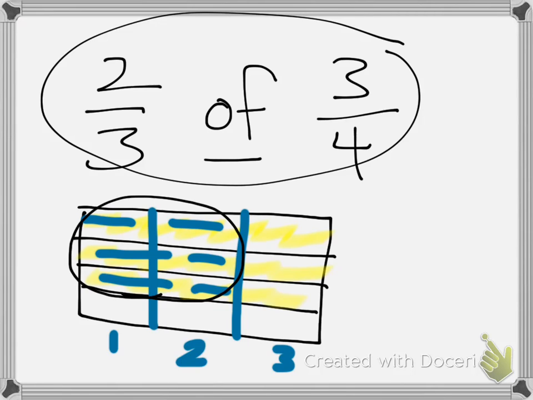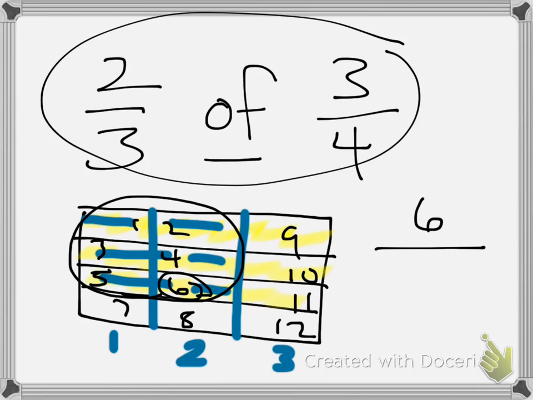I'm just going to count how many pieces I have. 1, 2, 3, 4, 5, 6. I have 6 pieces. Now my question is, how many pieces do I have to make a whole if I'm using this size of piece right here? Well, I have 6, 7, 8, 9, 10, 11, 12. I have 12 pieces, so this is 6/12. Notice, I counted the pieces that were double colored, and those went on the top. And then the number of pieces that it took to make a whole went on the bottom.